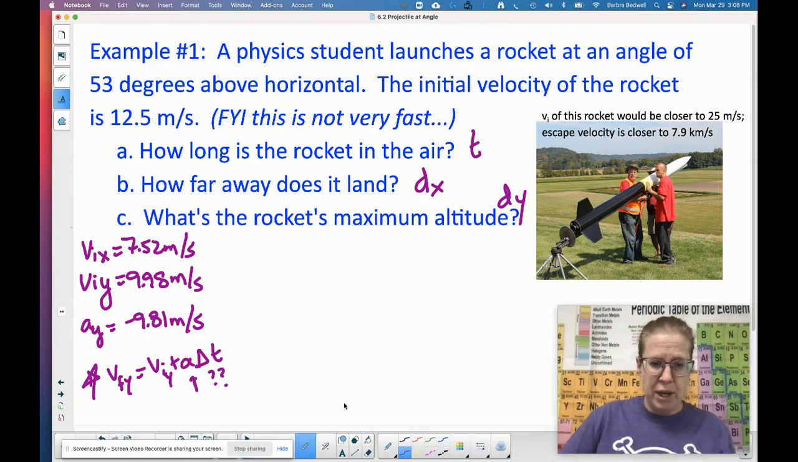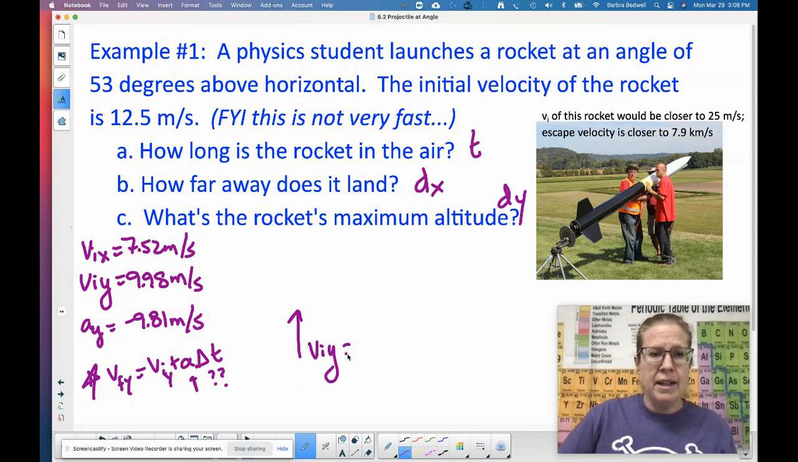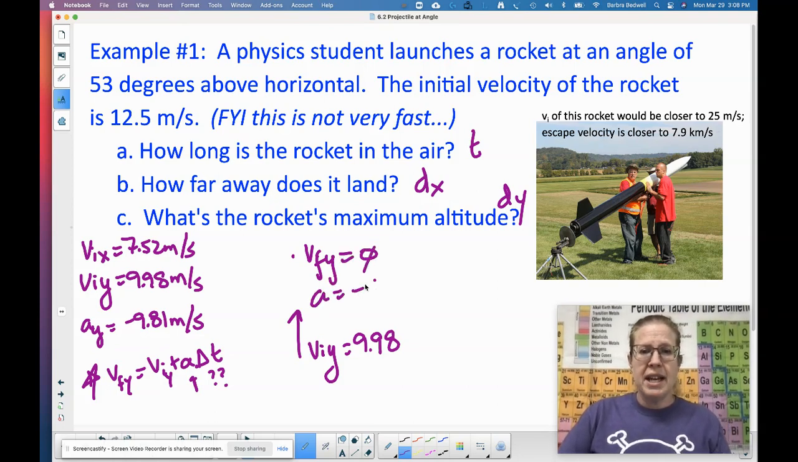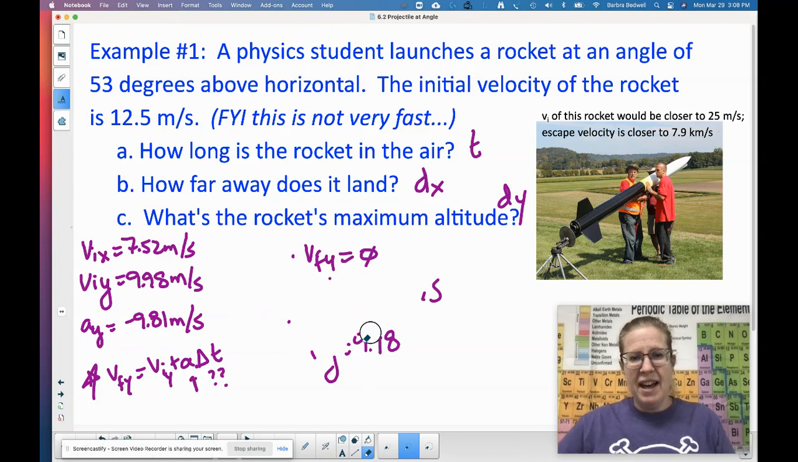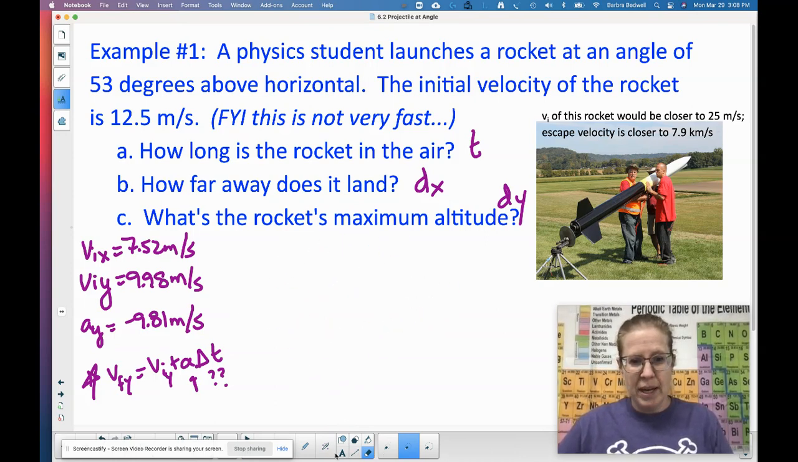So let me show you that particular version of it. In the vertical direction, now we're launching it vertically, right, this way. So the VIY is equal to 9.98. We know that VF at the top of our flight, VFY, is going to be equal to 0. And we know that acceleration is negative 9.81 meters per second squared. So we can solve for time using this one. So VF equals VIY plus A delta T. So what do we got here?